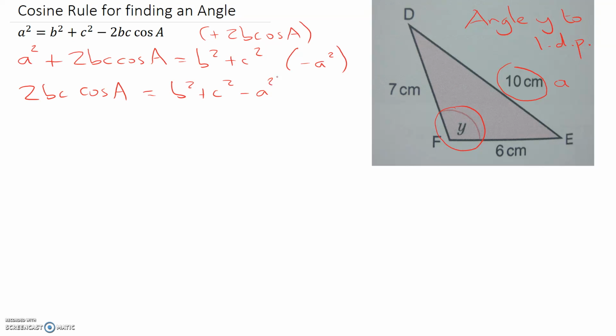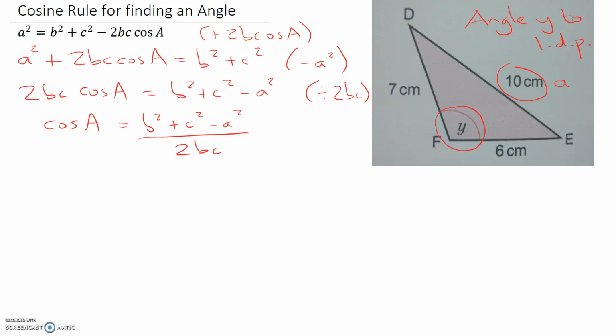Nearly there. We now need to divide both sides by 2bc, because if we do that, the 2bc will cancel on the left, and we'll be left with cosine of a is equal to b squared plus c squared minus a squared, all divided by 2bc. So now we've got a formula in terms of cosine of a. We've got our angle, the thing we're trying to find, on the left. So we can now plug in some values.